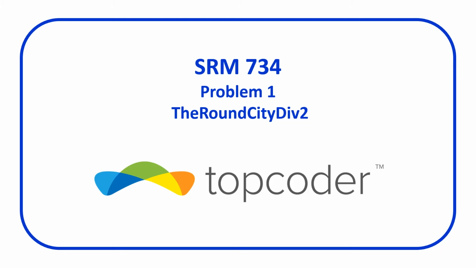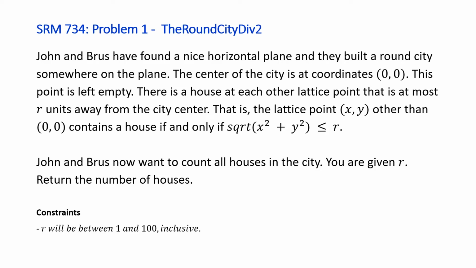In this video, we're going to be covering the solution to problem 1 from TopCoder SRM 734 entitled TheRoundCityDiv2. The problem states John and Brew have found a nice horizontal plane and they built a round city somewhere on the plane. The center of the city is at coordinates 0, 0. This point is left empty.